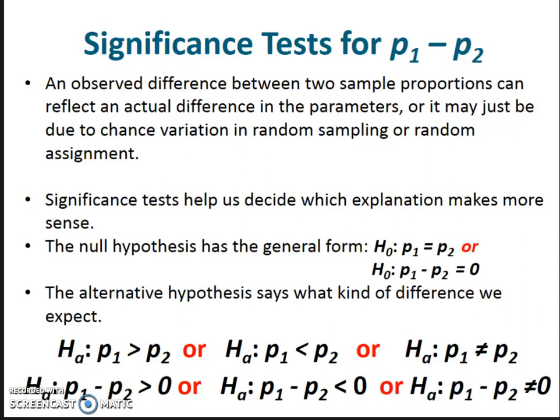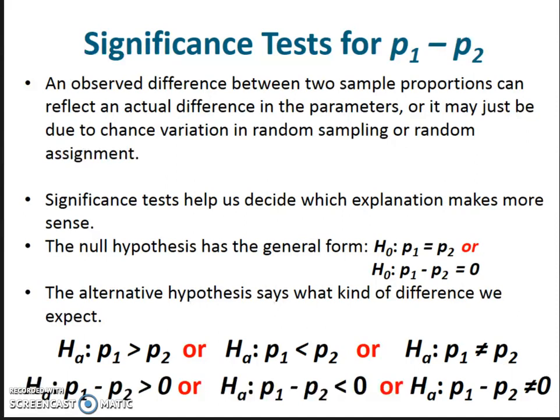Okay, so let's wrap up this first section with two proportions. We have looked at the sampling distribution for the difference of two proportions. We've looked at confidence intervals to estimate the true difference of proportions. Now we're going to look at significance testing for the difference of proportions.